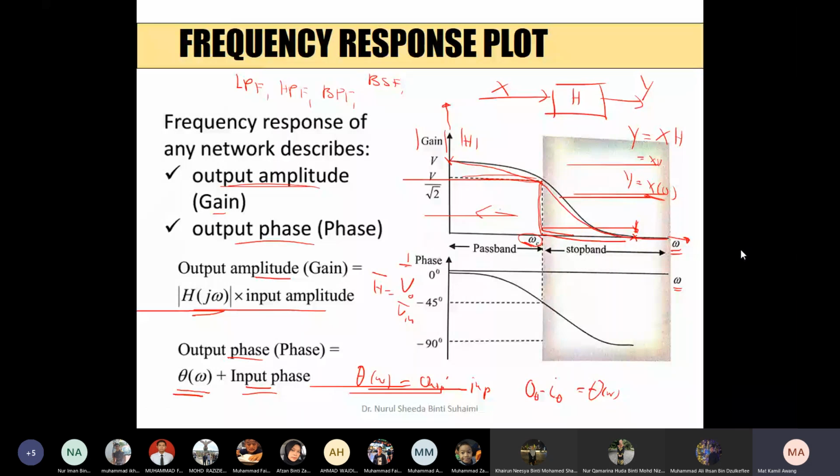It's also in chapter 9 in the textbook, but after we cover the frequency response plot and Bode plots. Okay? Clear? Clear, sir. InsyaAllah.